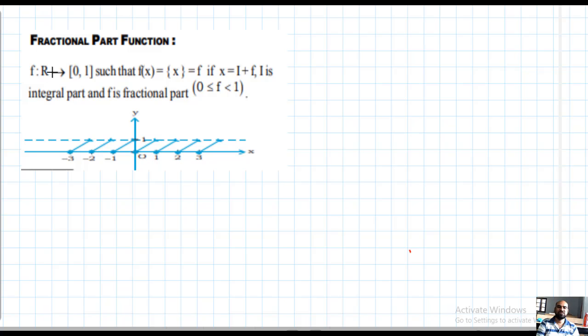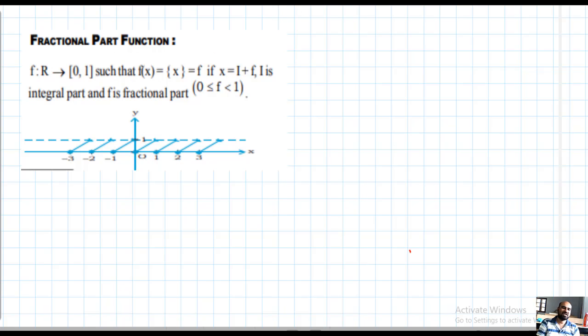What I explained is given f from closed 0 to open 1, not closed 1, such that f of x equals the fractional part of x, where f is the integral part and fractional part. So f should be between 0 and 1. This is the definition of the fractional part of x.